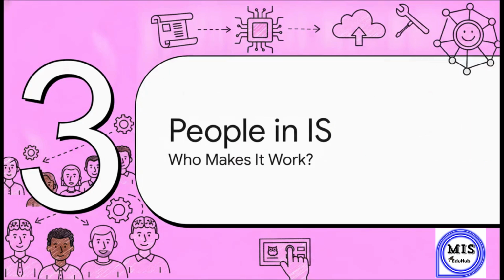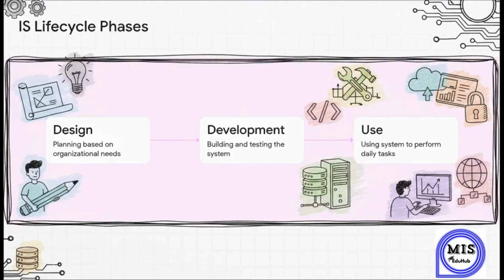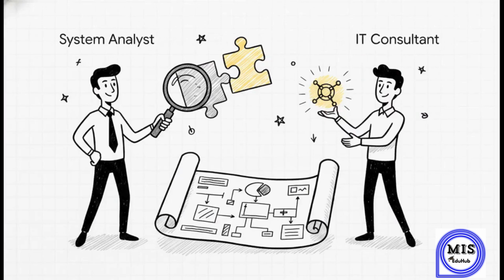Section 3. People and Information Systems. Because let's be real, technology is absolutely nothing without the human element. The life cycle of any system relies on people across 3 crucial stages: design, development, and use. We kick off with the design phase. This is where system analysts act as the ultimate problem solvers. They analyze exactly what the business needs and draw up the blueprints.